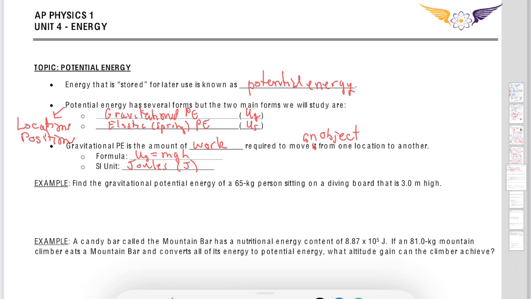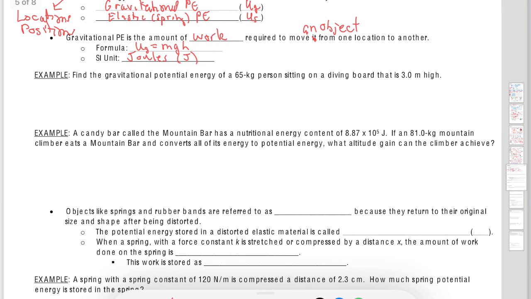Right now the example problems are going to be this simple. First question: find the gravitational potential energy of a 65 kilogram person sitting on a diving board that is 3 meters high. That's very straightforward. You're just going to multiply the three values. So U sub g equals mgh, so 65 times 10 times 3, and you get a potential energy of 1,950 joules.